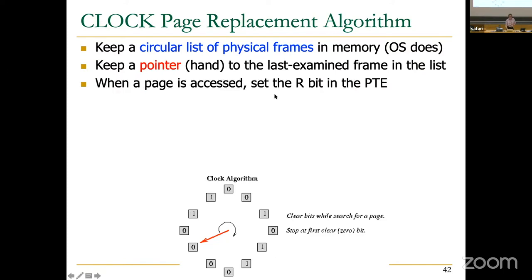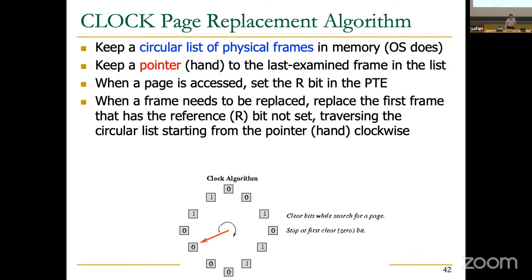When a page is accessed, the clock algorithm sets the R, referenced or accessed bit in the PTE for that page, saying that I recently accessed this page. Okay, that's good. Now, when a frame needs to be replaced, this clock algorithm kicks in and it replaces the first frame that has the reference bit not set. And it finds this frame by traversing the circular list starting from the pointer going clockwise.